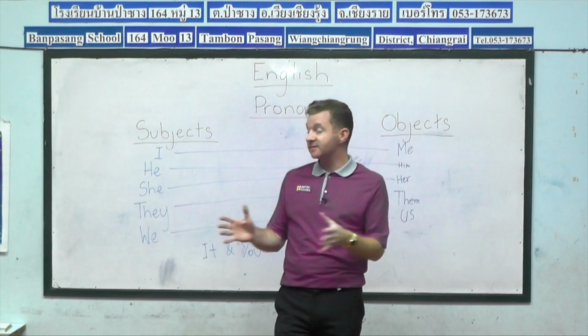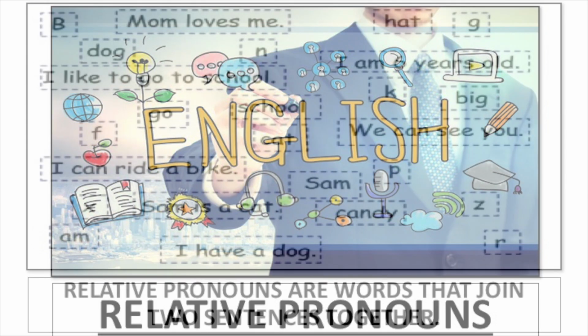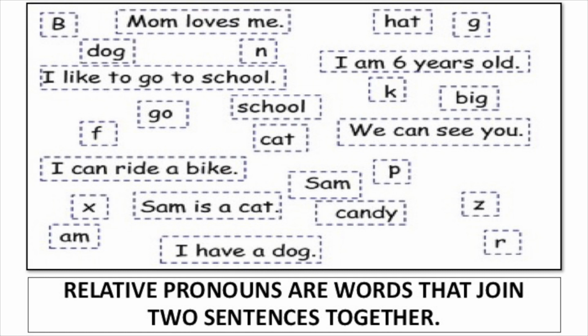So now let's turn to look at the TV screen, please, guys. So let's take a look at our PowerPoint presentation today. English, relative pronouns. Yes, so we're going to learn about two more pronouns that we can use. Relative pronouns are words that join two sentences together. Yes. Like for example, here we have a list of different sentences. I have a dog. I am 6 years old.